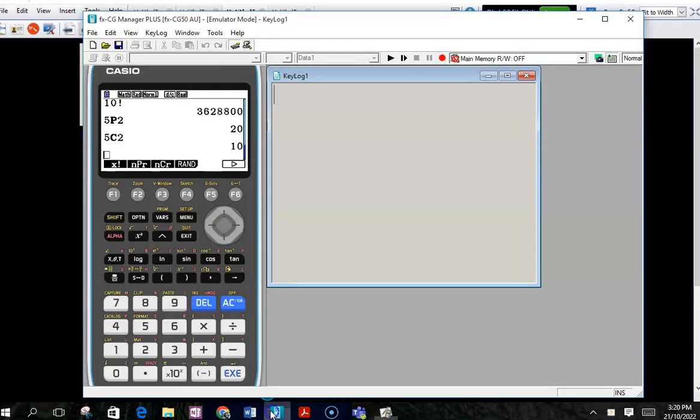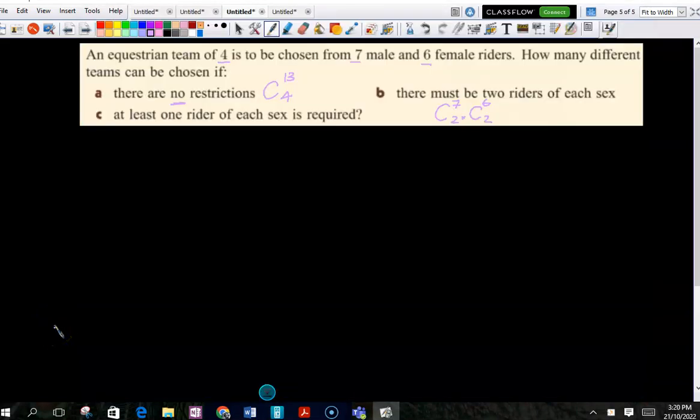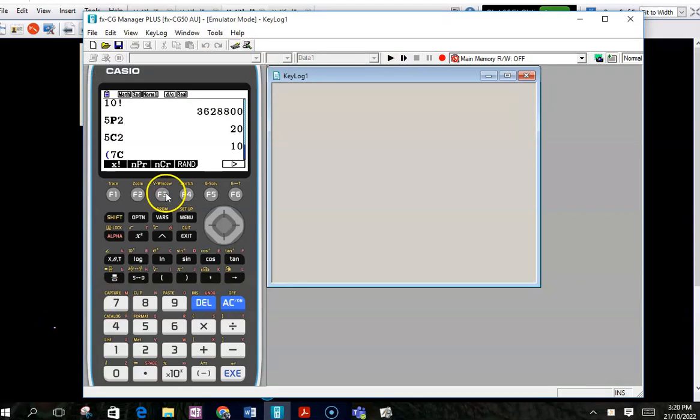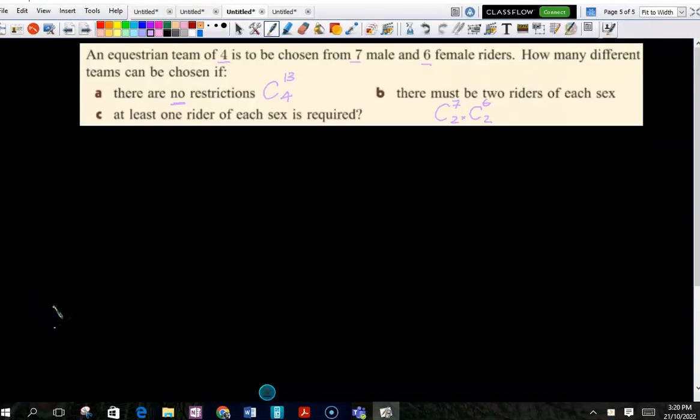Okay, so I will go, it might not matter, but I like to go bracket 7C2. Close my bracket. Times 6C2. 315. How many were there with no restrictions? Ooh, just 700? 715. Wow.